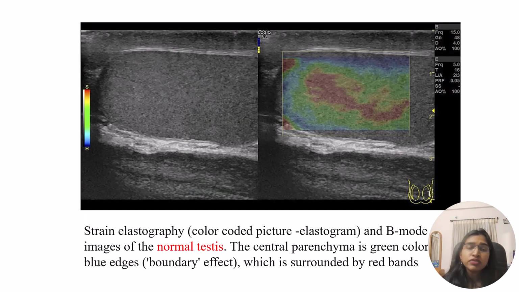So this is a picture of a strain elastography. A color-coded elastogram we can see, and this B mode image is the normal testis. The central parenchyma is green in color, and there are blue edges that are known as the boundary effect, which is surrounded by the red band.